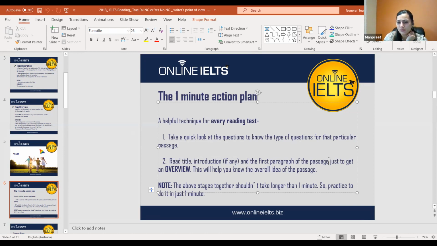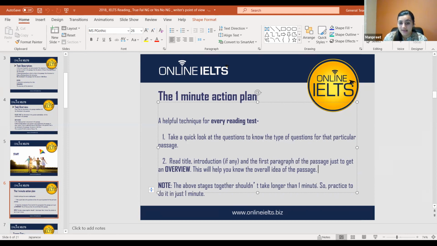And you don't have to read the first paragraph when it says to read the first paragraph of the passage. You just quickly have to scan it. So not reading it word by word, just quickly going through it, moving your pen along and seeing what the information is about, what the whole passage is about. The first paragraph usually gives you an overview.